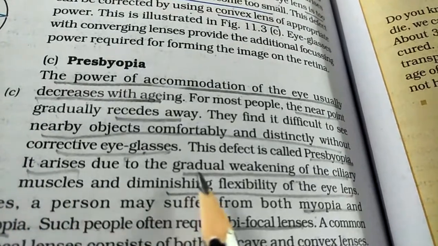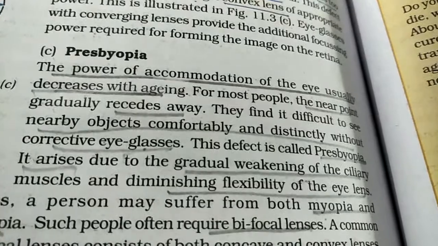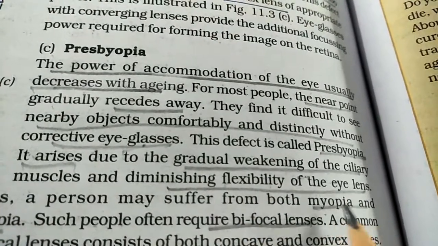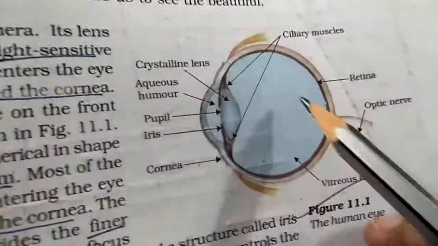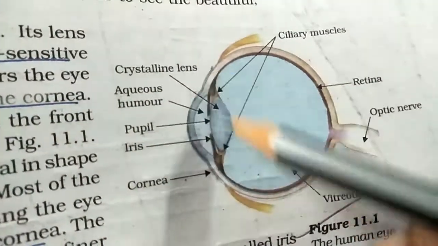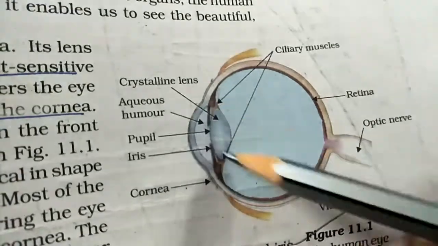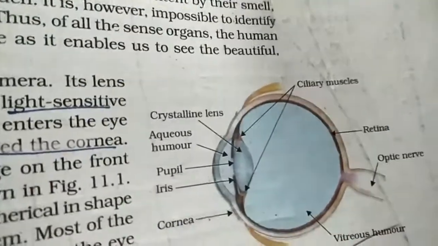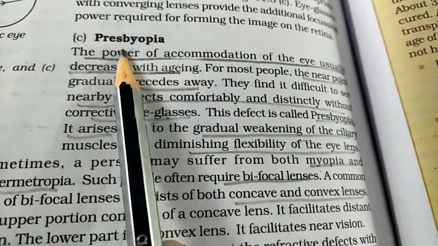This arises due to weakening of the ciliary muscles and diminishing flexibility of the eye lens. After a particular age, the ciliary muscles get weak. I don't know how many of you remember this, so we go back to the diagram of the eye. These are the ciliary muscles. They get weak, so the lens does not become thick and thin as required. Because of that, this defect arises.